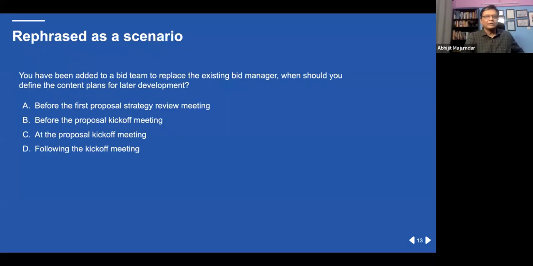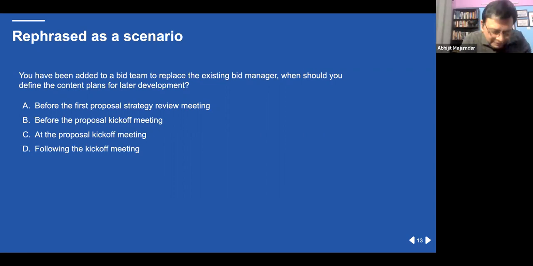Okay, this is the last one, which is basically rephrased as a scenario. That is, you are being put into a scenario. You are being asked that you have been added to a bid team to replace the existing bid manager. When should you define the content plan for later development?